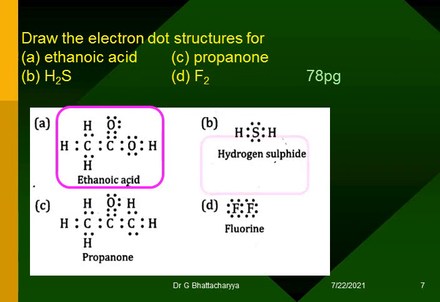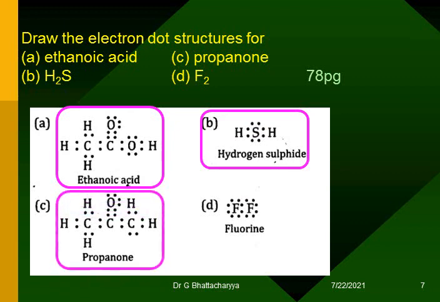In H2S, sulfur shares with 2 hydrogen 1 each. In propanone, the second carbon from left shares 1 with first carbon, 2 with oxygen, and 1 with CH2, while in F2, 2 fluorine shares 1 each to complete the octet.